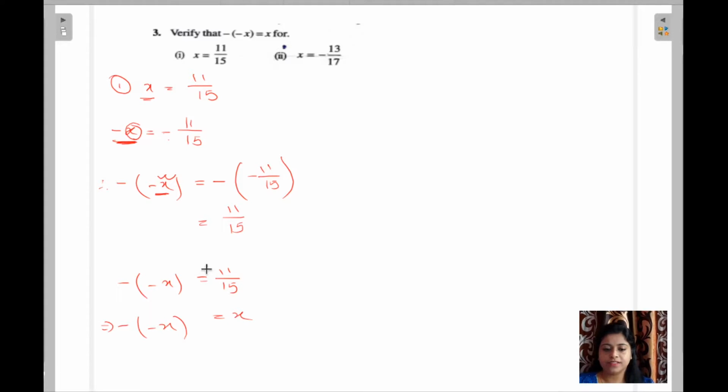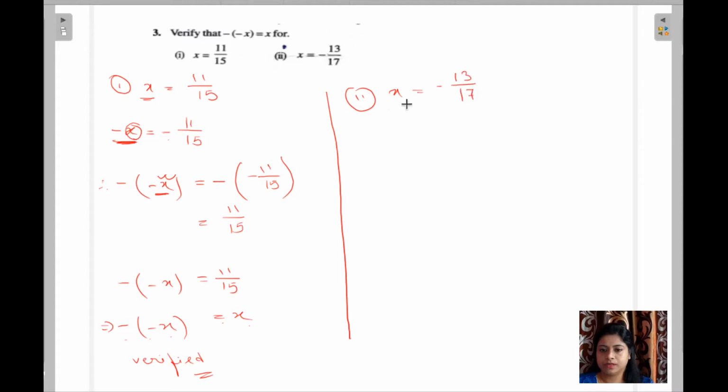We are just writing the value of each other. In place of x, we are writing 11 by 15. And here in place of 11 by 15, we have written x. As these two are equal, here we have verified that minus of minus x is equal to x for the value of 11 by 15. This is very easy. Just you have to write the value of x carefully, nothing else.